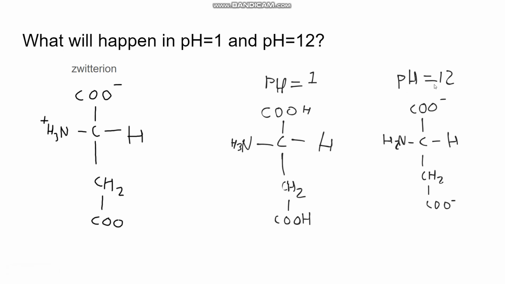When the surroundings is very basic, a pH of 12 or 13 or 14 or something like that, we have an abundance of hydroxides in the solution. So it will lose H pluses and deprotonate. If you want to deprotonate this, you simply have to deprotonate here. So H2N right here.